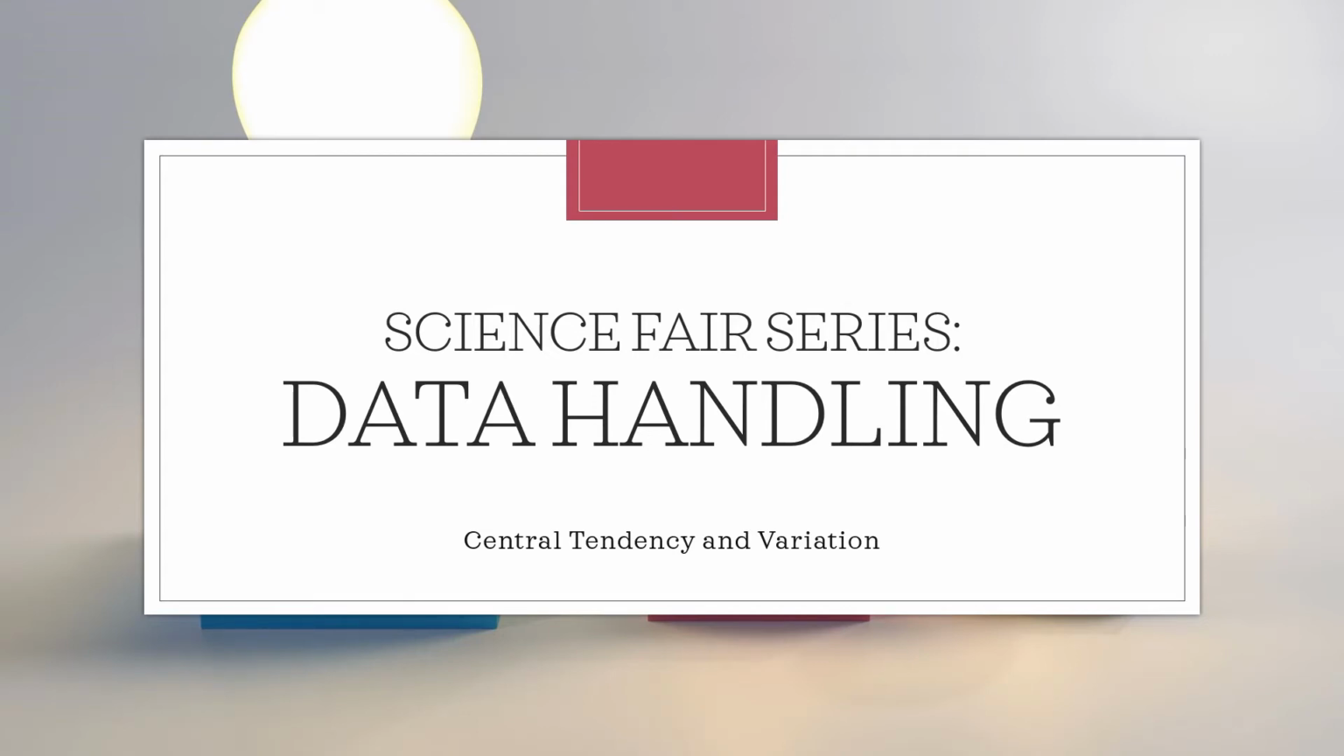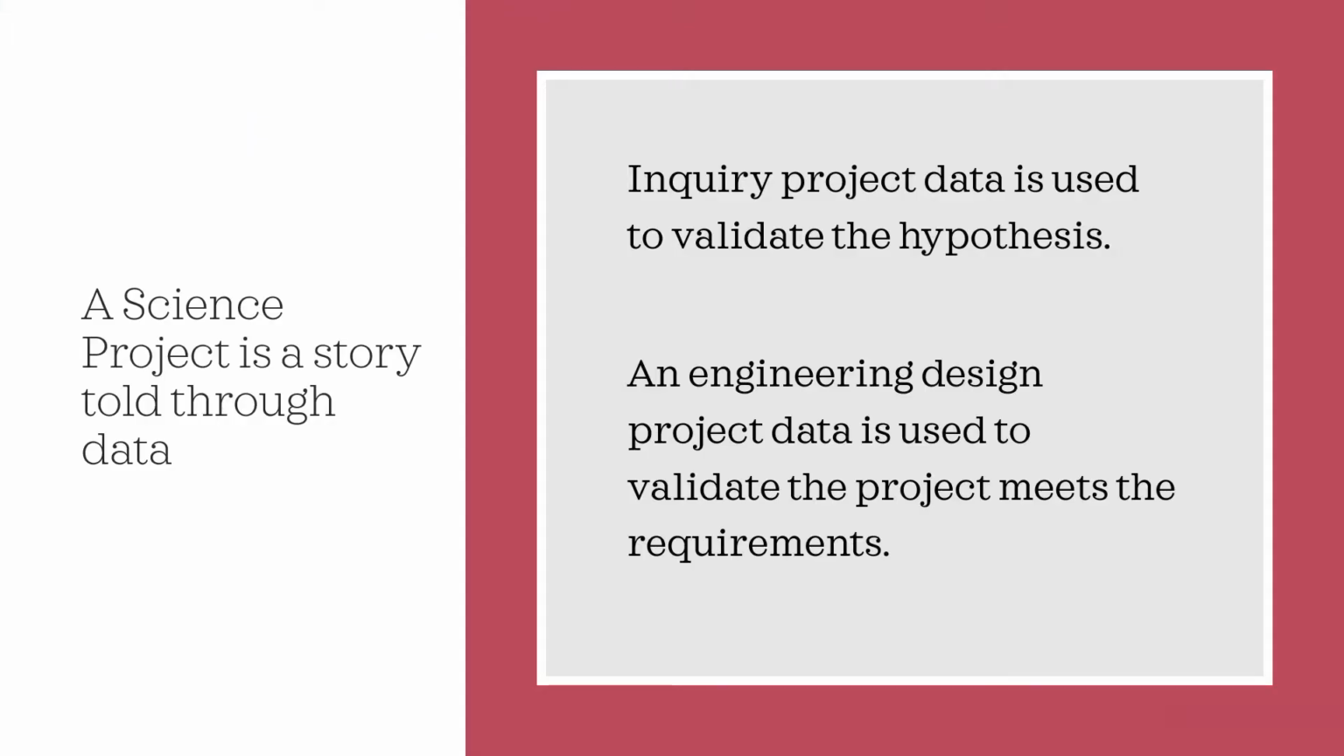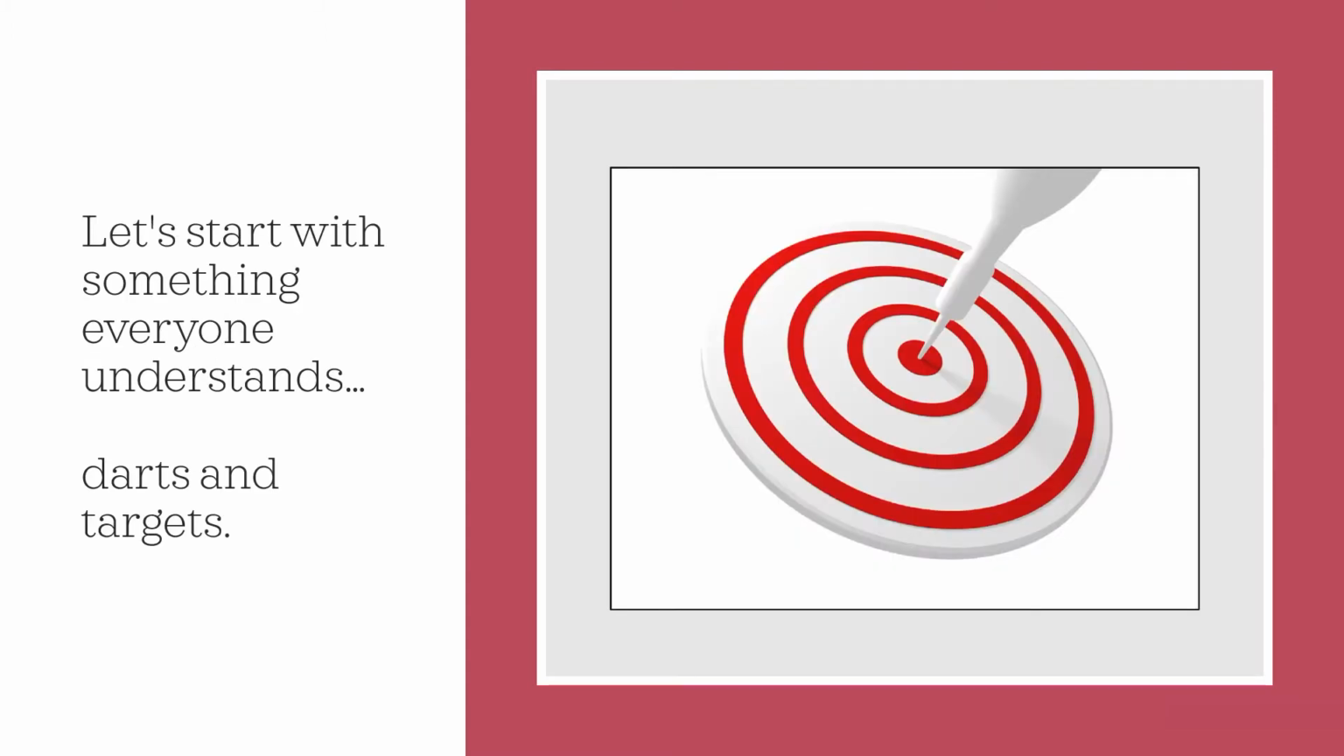Today we're talking about data handling in part one. This one's part one is called Central Tendency and Variation. So the science project is really a story told through your data. In an inquiry project, the data is used to validate the hypothesis. In an engineering design project, the data is used to validate that the project meets the requirement, for example, speed or weight or whatever the improvement is on your project, in your engineering design. But let's start with something everybody understands, darts and targets.